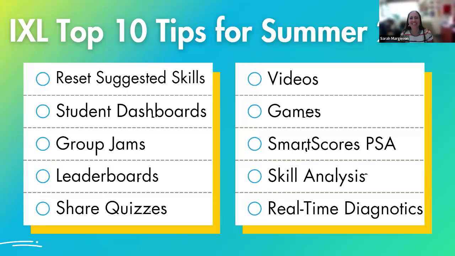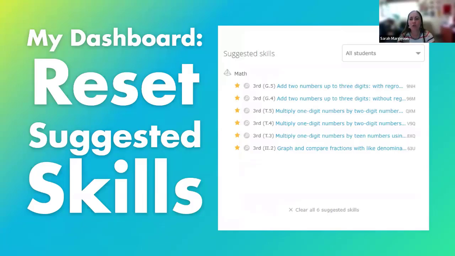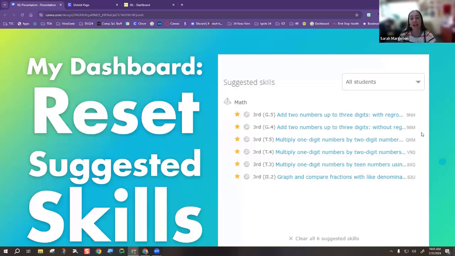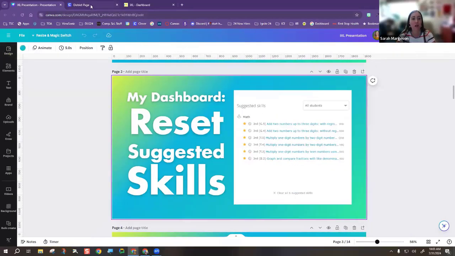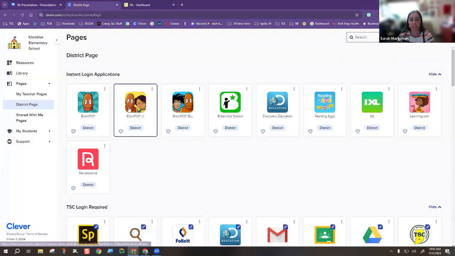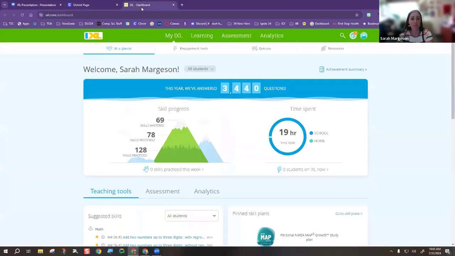So let's get started. Okay, so you have suggested skills all year, or you have skills that were suggested last year. Instead of having to go through and unstar all of those skills, there is a way for you to actually clear all of those suggestions. So I am going to log into Clever and then I log into IXL. It's going to take me to this dashboard. This is where I'm always going to land.